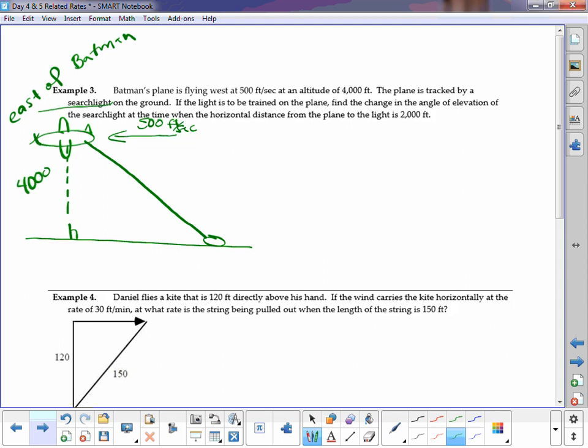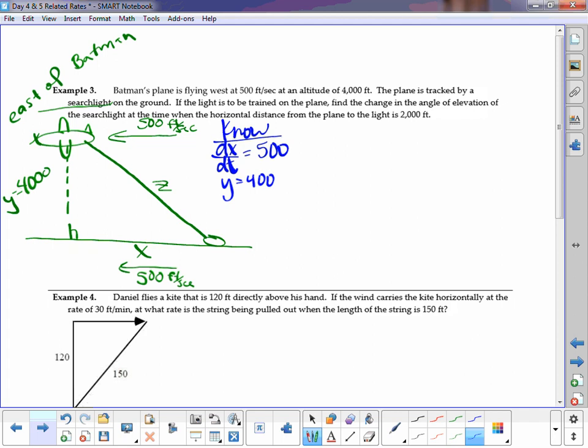Okay. I think it's time to put in some variables. I'm going to call this x. I'm going to call this y, which is fixed. I'll call this z. So again, it's our dx/dt that's changing at 500 feet per second. So let's see what we know. We have dx/dt, it's positive 500 feet per second. y is a fixed amount, 4,000. And I think that's all we have there.